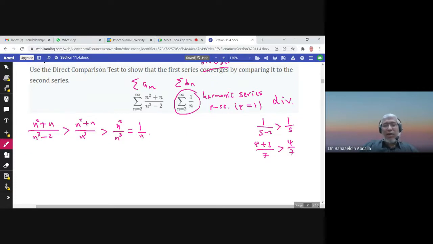So by direct comparison test, summation an also diverges, because summation bn is divergent, and an is greater than bn, so summation an is also divergent.